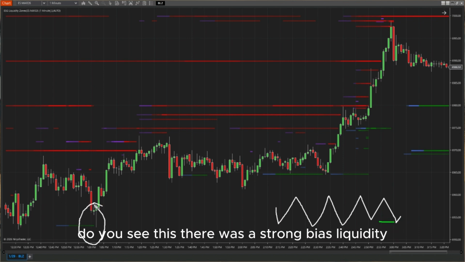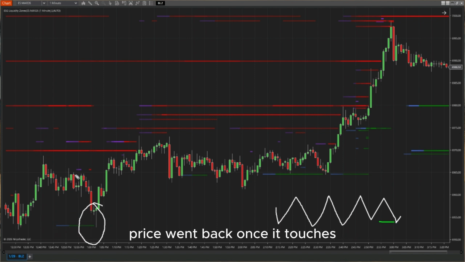Do you see this? There was a strong bias liquidity. Price went back. Once it touches, it's pushing back immediately. You can see the huge wick. That's a rejection right there. That's when I took the long here. So what is the other entry I showed you?